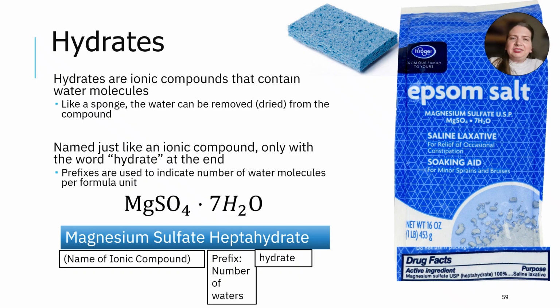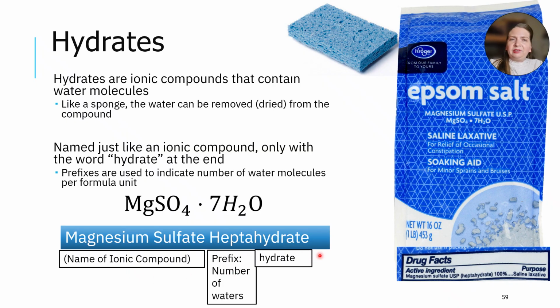Lastly, we will briefly discuss hydrates. Hydrates are ionic compounds that contain water molecules. You can think of hydrates like sponges made from ionic compounds. The water molecules can be removed from the compound or absorbed back into the compound. The ionic compound is named using the same rules we have already discussed. The number of water molecules is then indicated at the end of the name.